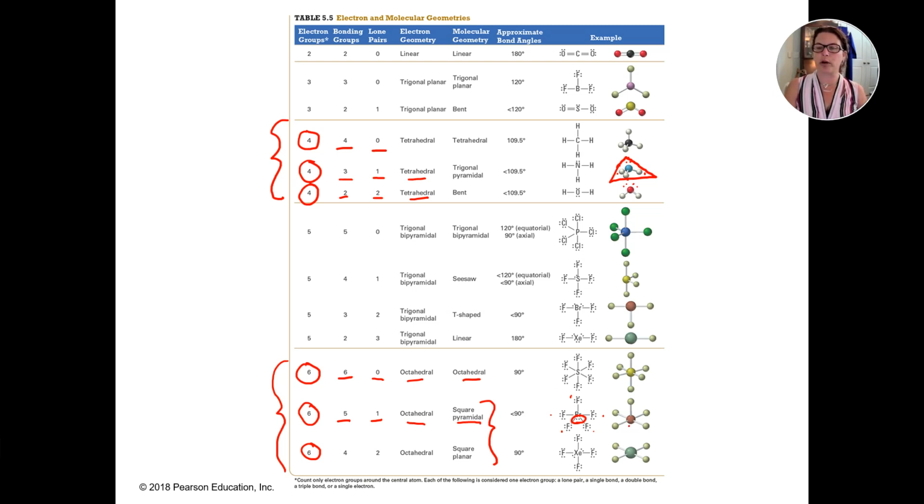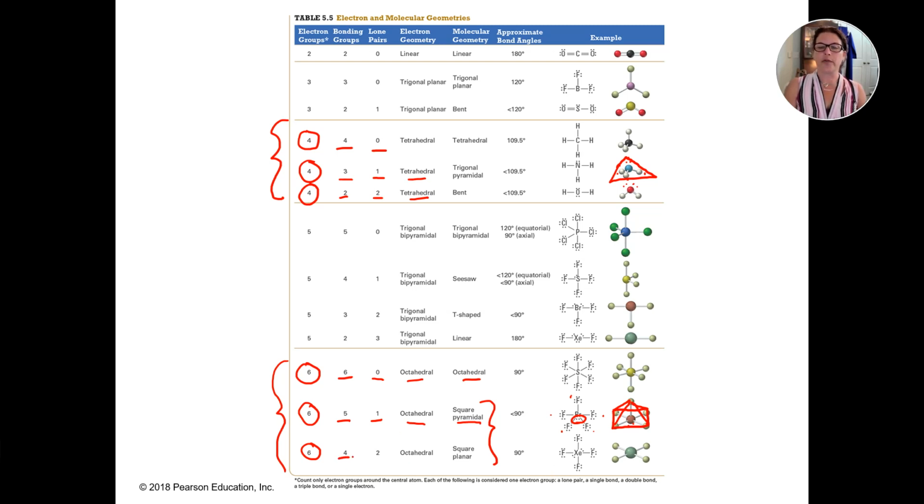So where does that square pyramidal come from? Well, here's those lone pairs that we're going to ignore with molecular shape. Here's your square, and they all kind of make a pyramid with that one extra attachment. Okay, that's where that square pyramidal is coming from.